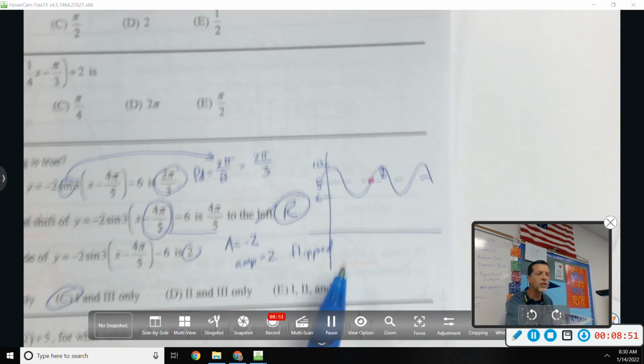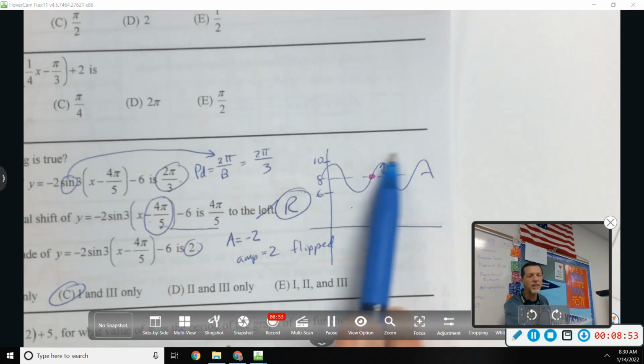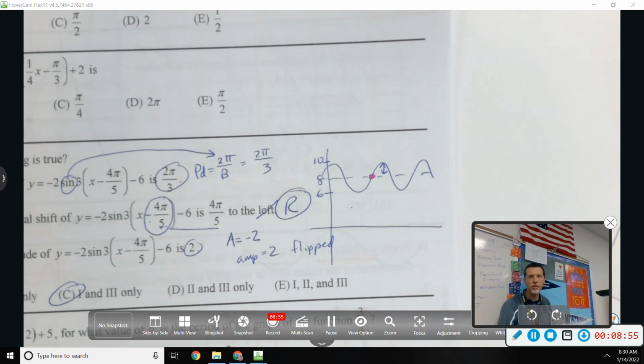And this is a little bit of what we're going to do today: start with the end product and work backwards toward the equation. Other questions on this worksheet?